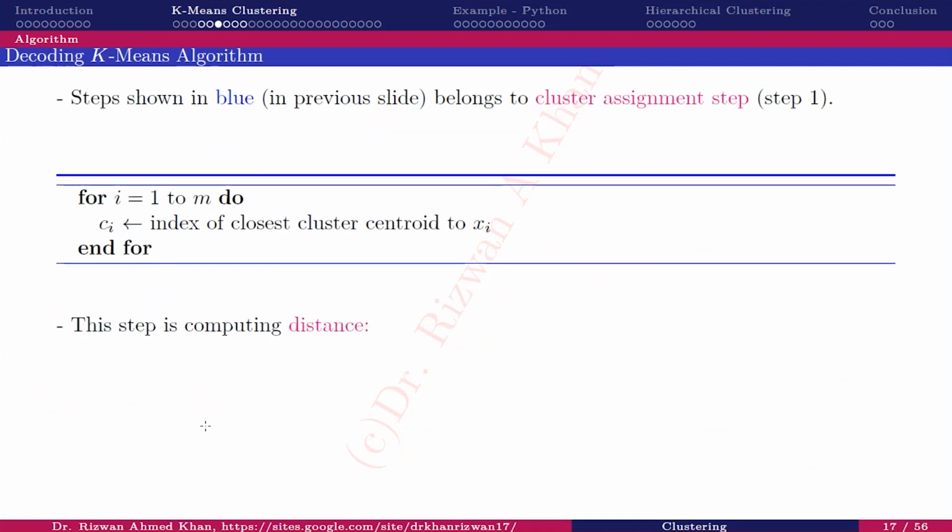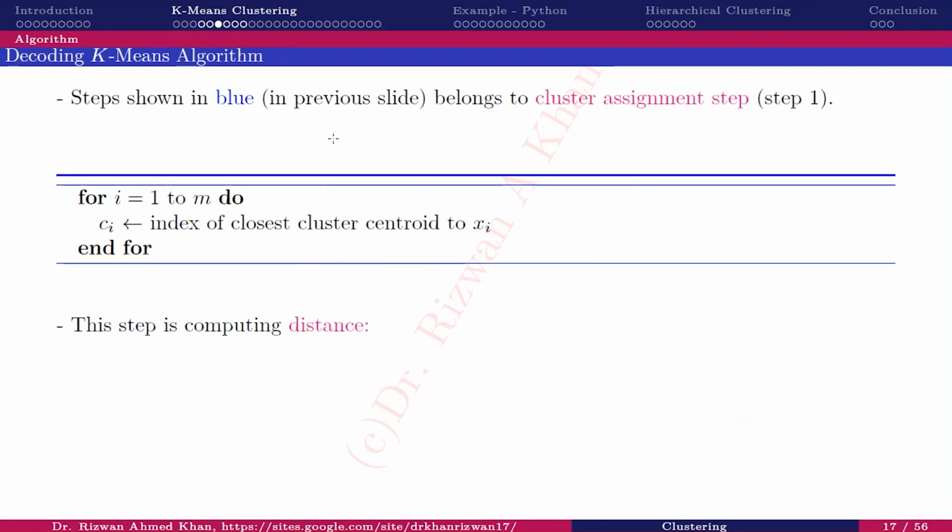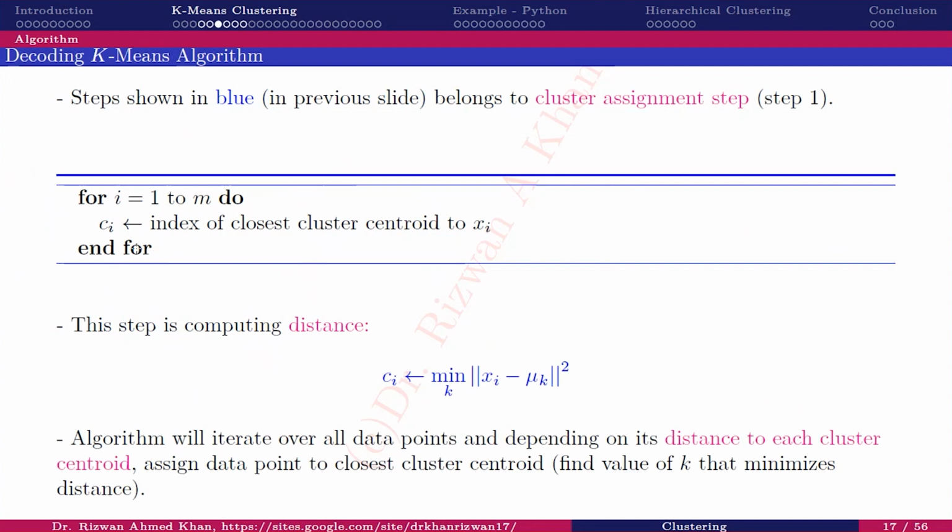I will explain again. The steps shown in blue correspond to the cluster assignment step of the K-means clustering algorithm. These are those steps. And this step is computing distance. This is the whole notion of distance, or closeness, of a data point to a cluster centroid, right?